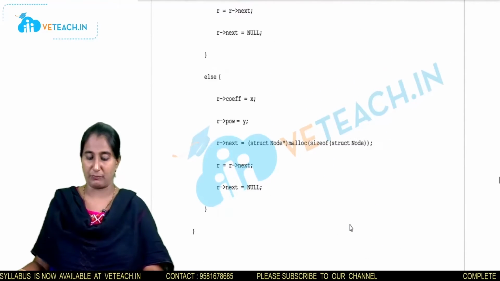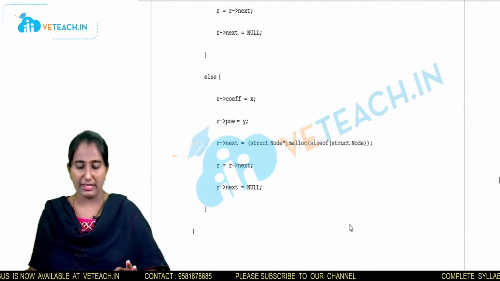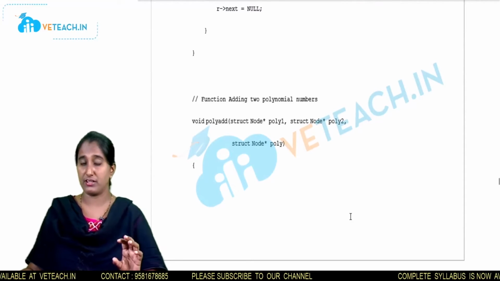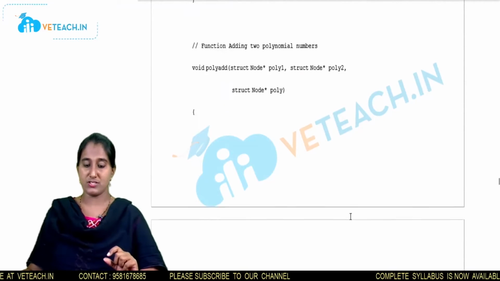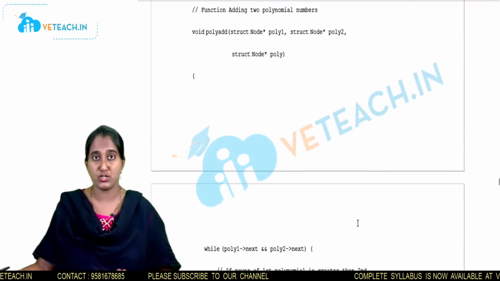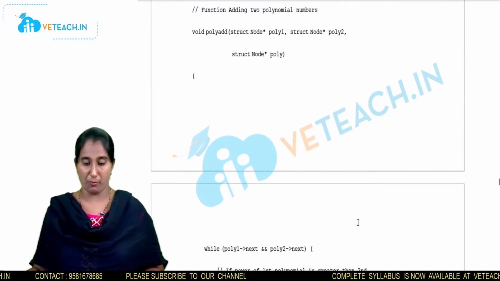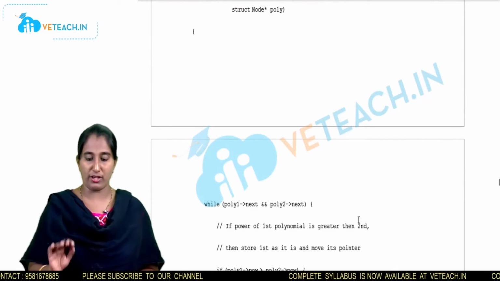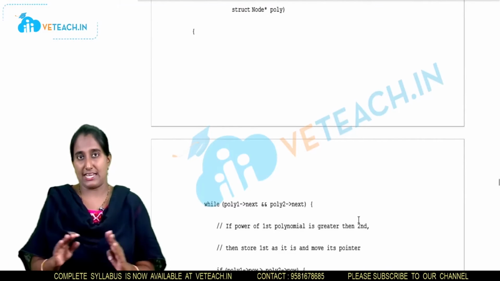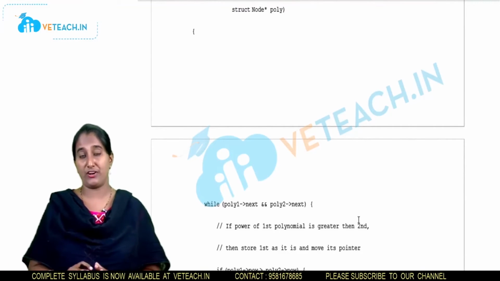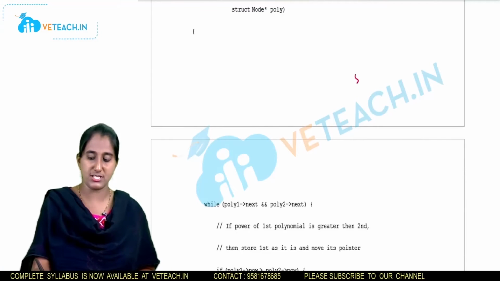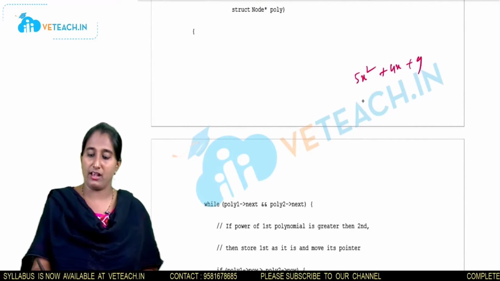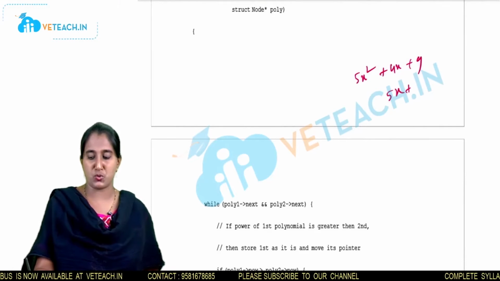So this is the function. After creating the memory for each and every node, now you see we are going to add the two polynomials. This is the polynomial adding function. So here we need to segregate the conditions, we need to filter out the conditions. What are the conditions? 5x square plus 4x plus 9 and 5x plus 2.